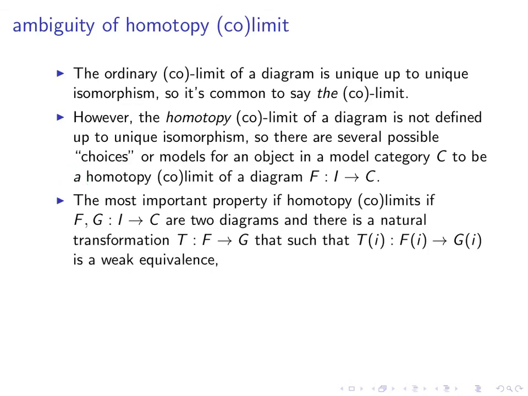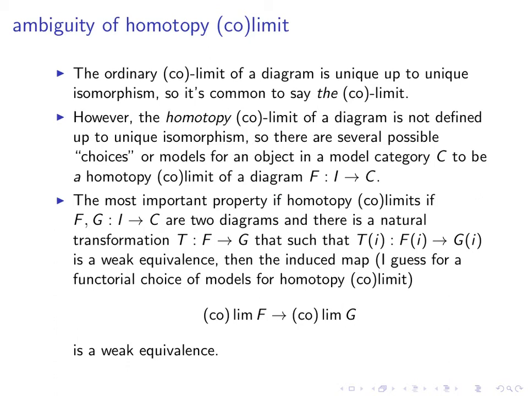The most important property of homotopy colimits is that if we have two diagrams f and g, and a natural transformation t between them, so that at each level t induces a weak equivalence, then the induced map between the homotopy limits or colimits of f and g is a weak equivalence.